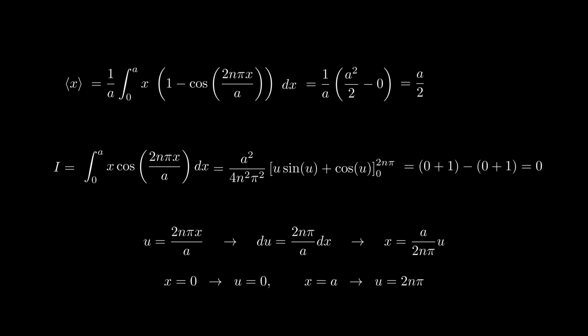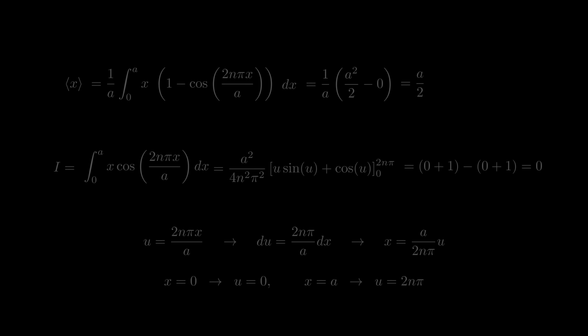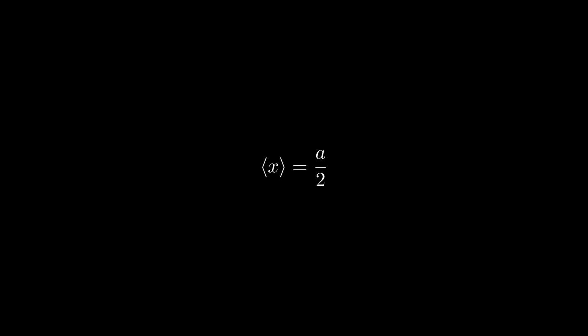This result tells us that the expectation value of x is always a over 2, the midpoint of the well, regardless of the quantum state n. This makes sense intuitively because the probability density is symmetric about the center of the well.